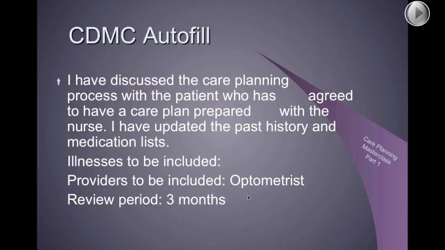The GP can then write the illnesses that they want to be included on the care plan, the providers that they want to be included, and the review period that they're looking for. Great information, because when the GP sees the patient in the first instance, it can be a few weeks before they see the nurse, and this is a good way of getting the message across.